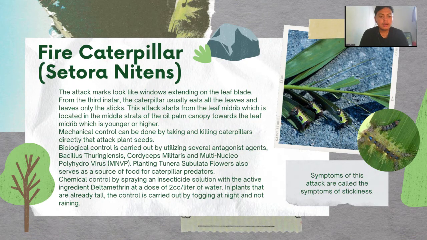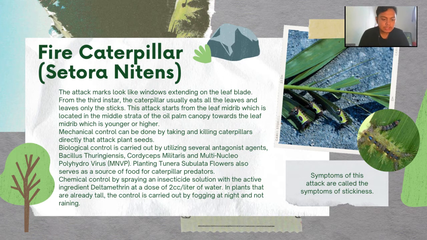And then fire caterpillar. The attack marks look like windows extending on the leaf blade. From the third instar, the caterpillar usually eats all the leaf and leaves only the sticks. This attack starts from the leaf midrib, which is located in the middle strata of the oil palm canopy, towards the leaf midrib which is younger or higher. Mechanical control can be done by taking and killing caterpillars directly that attack plant seeds.